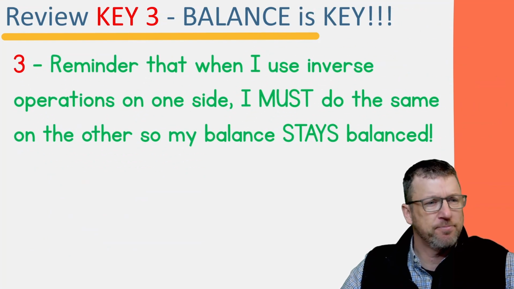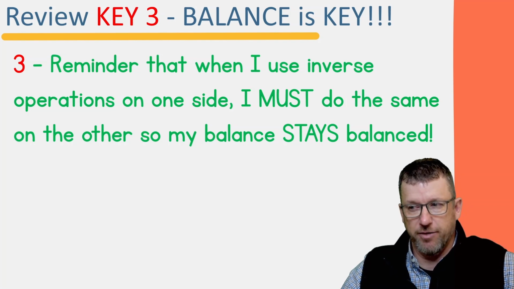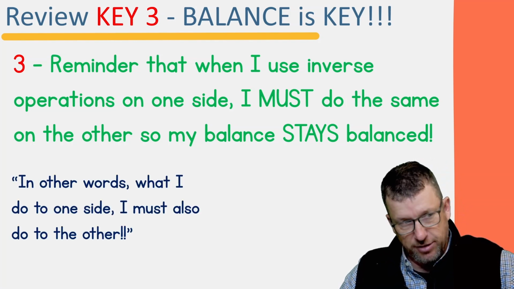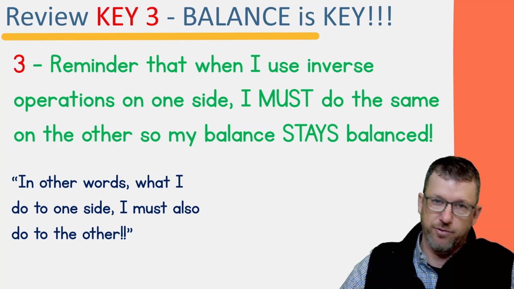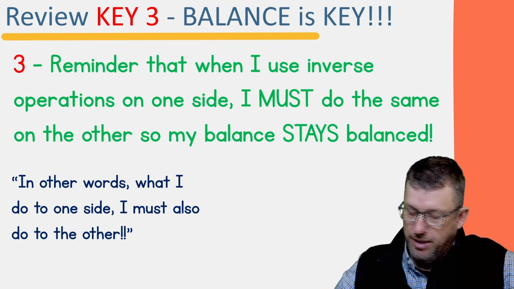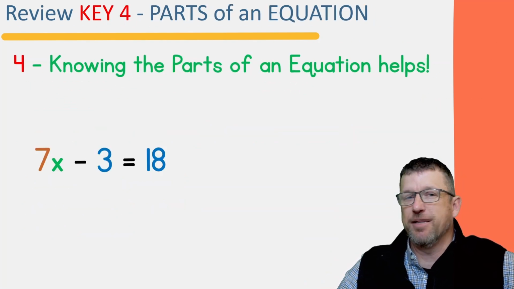Key number 3 is that when we're using inverse operations, balance is the key, like we said at the very beginning. Whatever I do to one side, I have to do to the other side. I have to keep it balanced. So if I take 3 away from one side, I have to take it away from the other side. Otherwise, it becomes unbalanced.